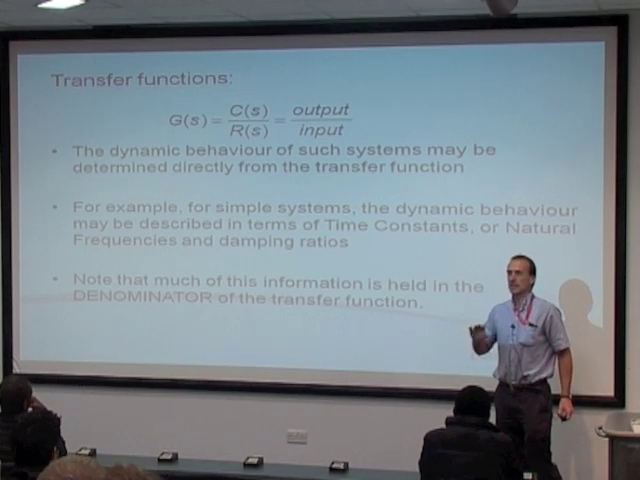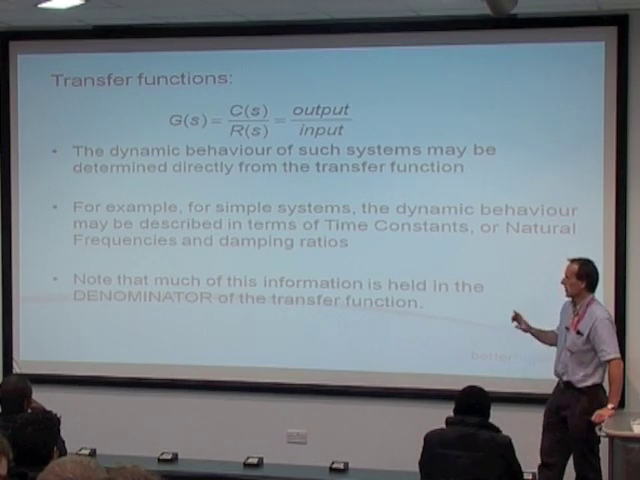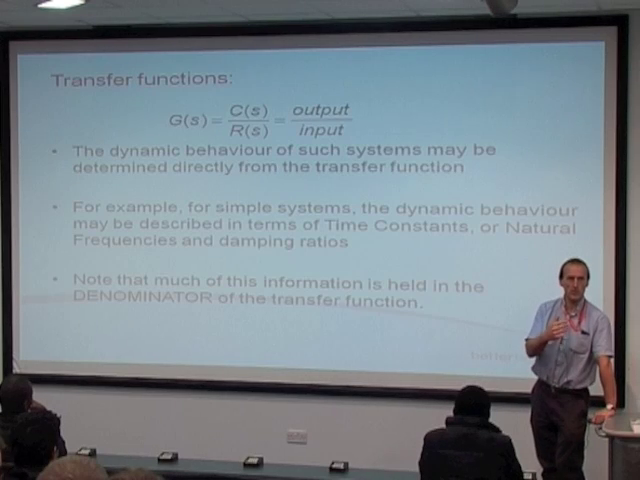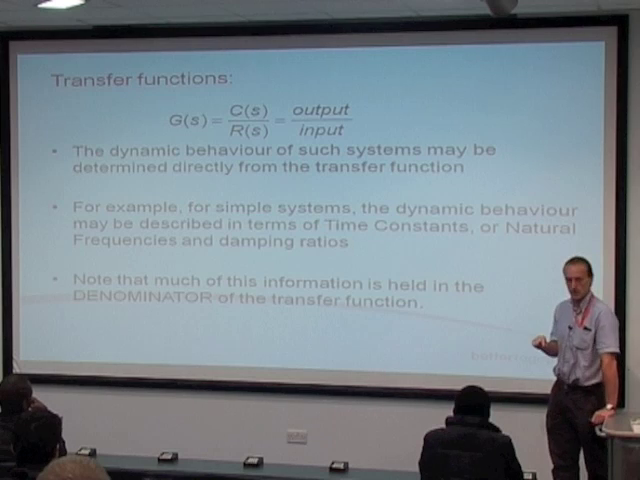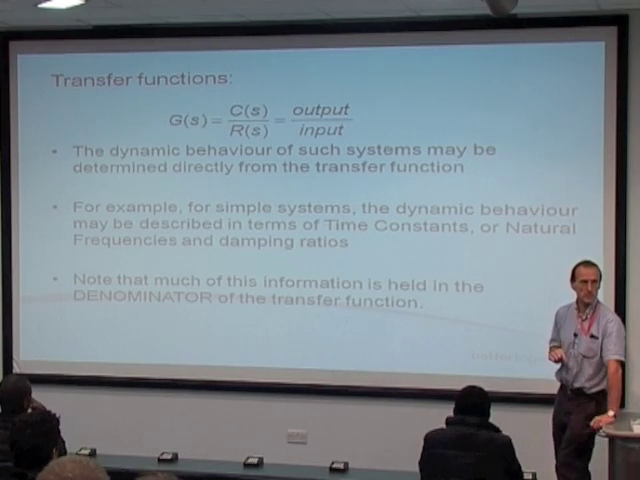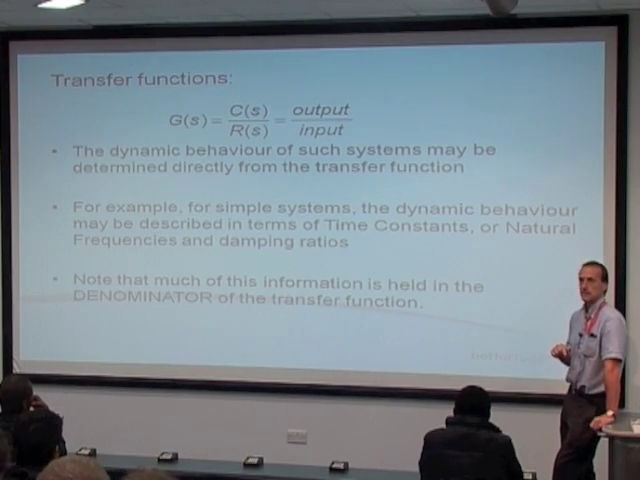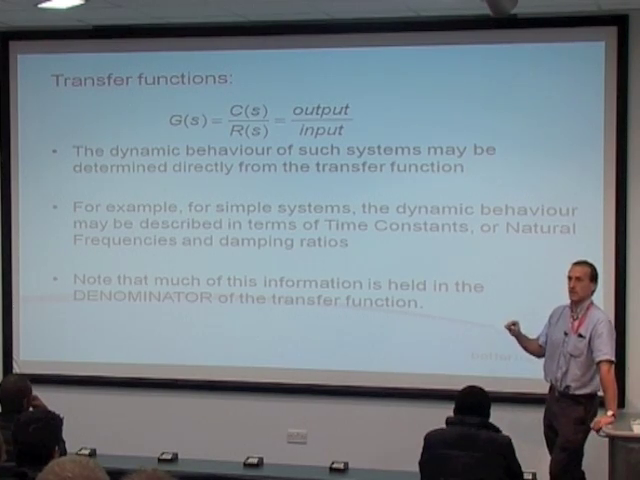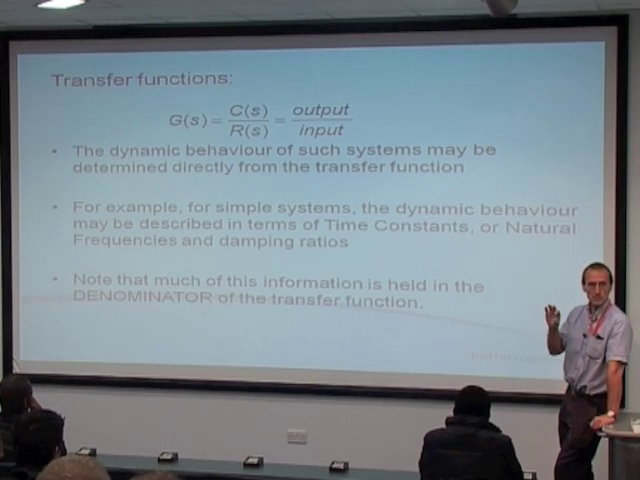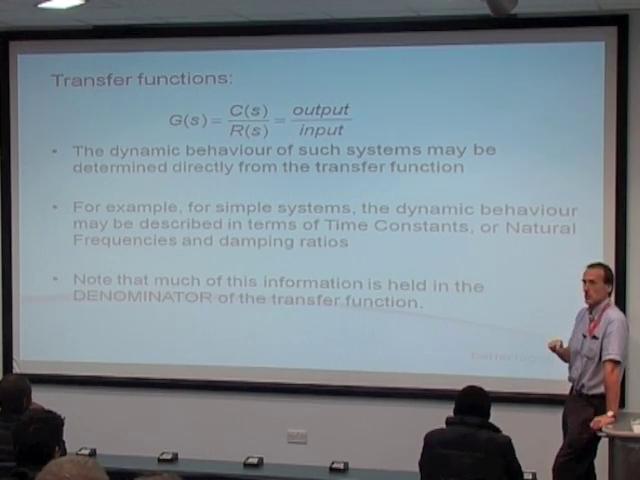I'm going to start off gently. Okay, so note that a lot of the information that we've been dealing with, at a fairly basic level, is actually held in the denominator of the transfer function. Yeah? So if you think of the standard form for first order, 1 over 1 plus tau s, that tau, which tells us about the dynamics of the system, is in the denominator.